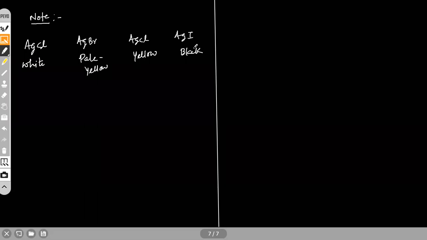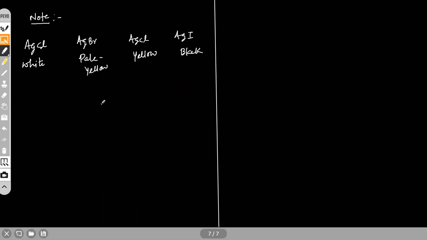Similarly, one more point in this, write down the second point. What is the color of AgCl, anyone? This is white. AgBr, the exact color is pale yellow. And AgI is yellow. What about Ag2S? It is black. These four colors we have.